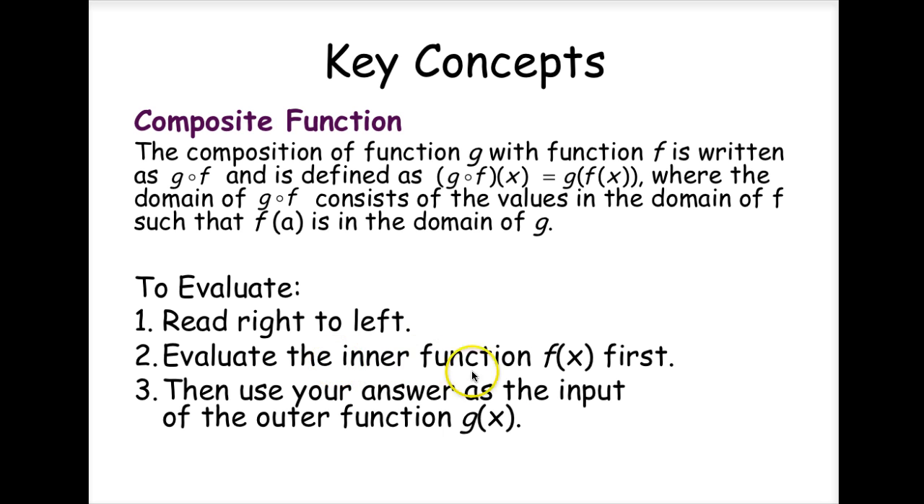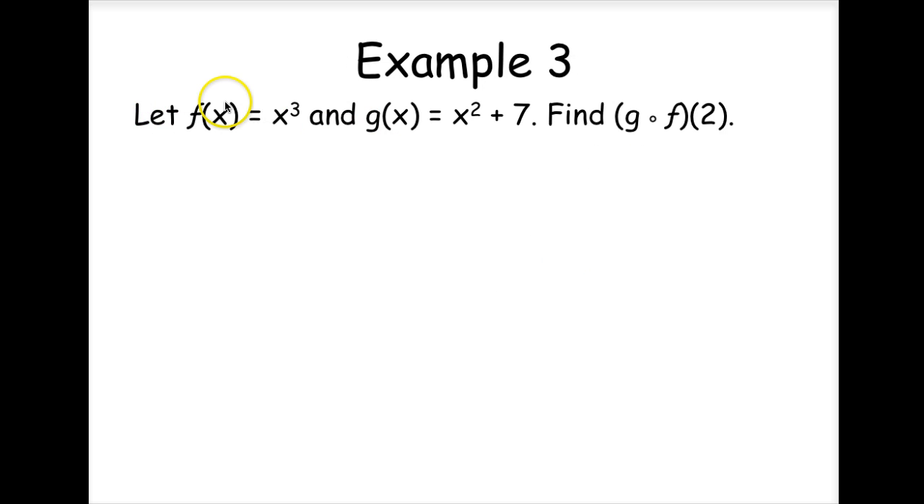We evaluate the inner function f of x first, and then use your answer as the input of the outer function. So we always start with the inner function. Let f of x equal x to the third and g of x equal x squared plus 7. Find g of f of 2.